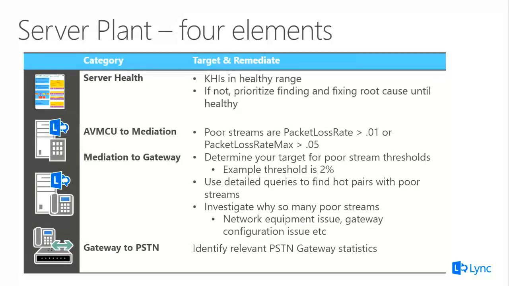The next one is AVMCU to mediation and mediation to gateway. Those are the server-to-server streams. We get a broad network coverage in your managed data centers from those streams. And here's where we look at the 1%, 5%, really low threshold. For example, in the poor call flag, it's 10%. But we're only looking at 1%. So all the problem areas are going to pop out when you do that.